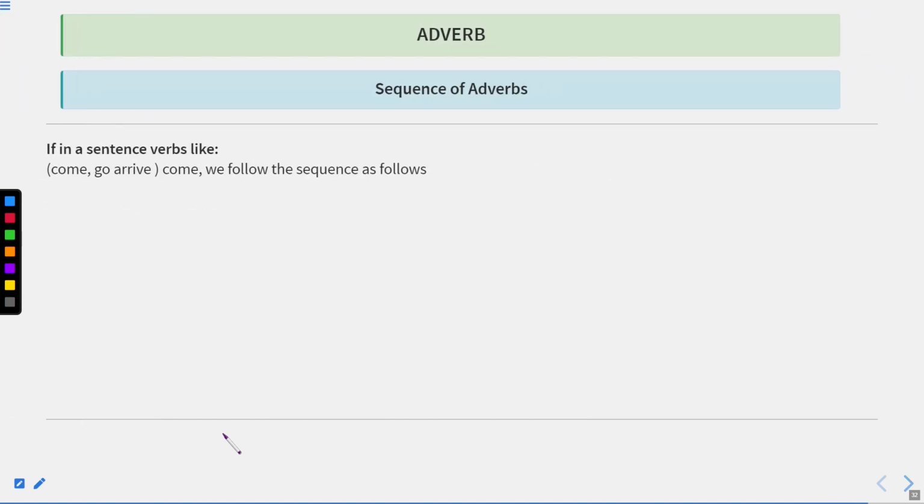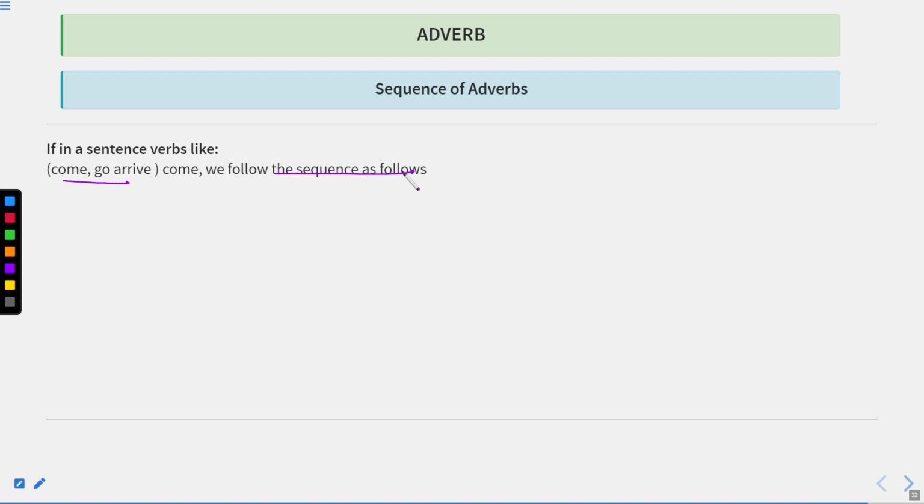If in a sentence there are verbs like come, go, arrive. Now what happens? We can have any type of verbs. But if we have these three verbs, that is come, go, and arrive, and we may have any form of these verbs. For example, for come we have come, came, come. For go, go, went, gone. Arrive, arrived, arrived. Any form of these verbs, if they come in a sentence, we should follow the sequence as follows.